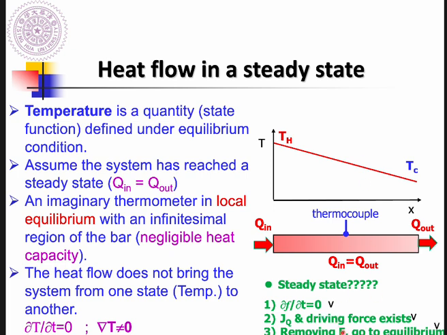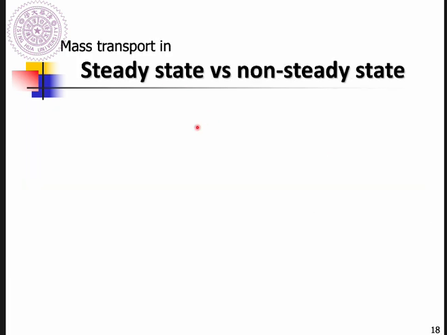So after checking these three criteria for steady state, we can say the system we are talking about is a steady state heat flow process. So this is a steady state heat flow process, right? So let's give you another example: steady state or non-steady state in mass transport.